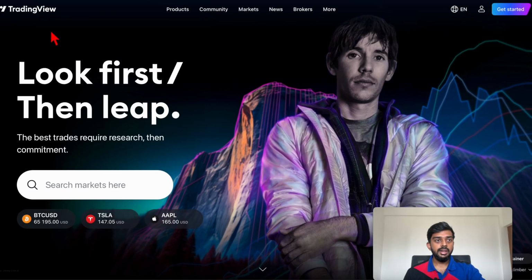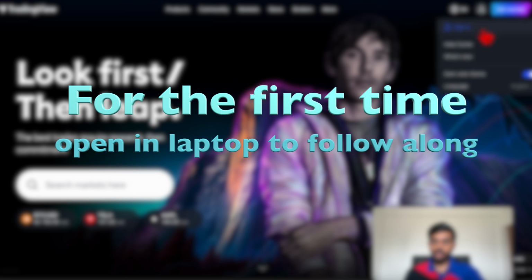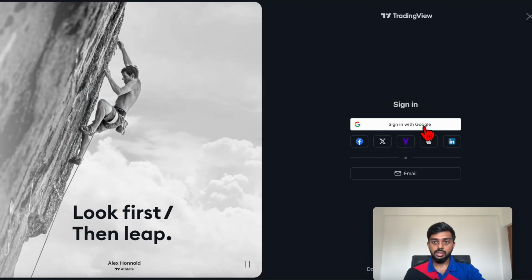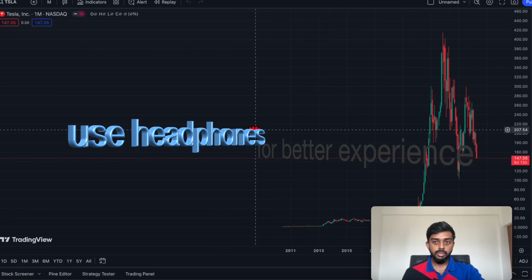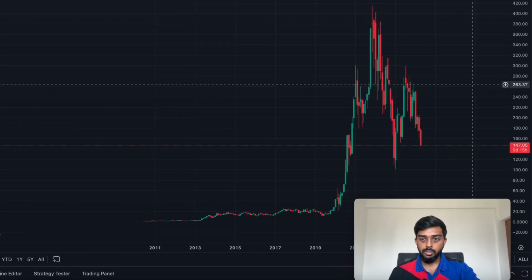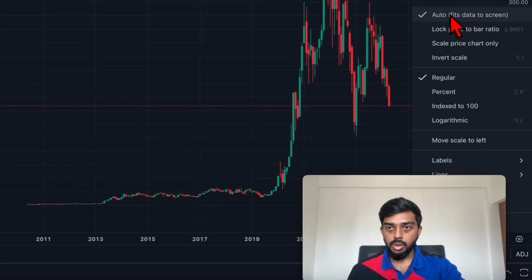What you see here is the TradingView website. To get started, first we need to sign in. You can click on this icon and sign in using your Google account. And to open the charts, we can click on any of these icons. The first thing to do before we get started is to head to the bottom right of the page and click on the nut shaped icon and make sure the auto option is ticked.